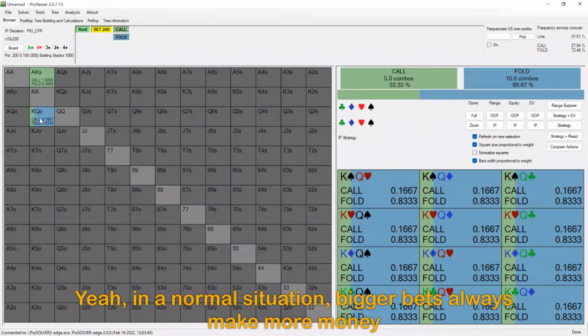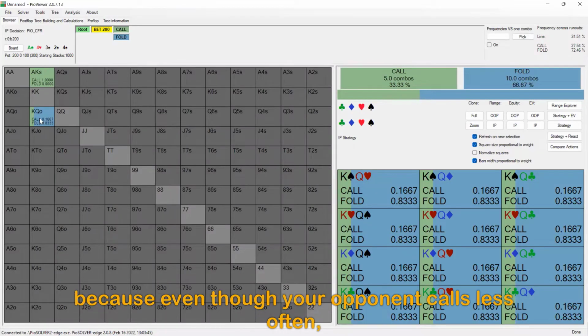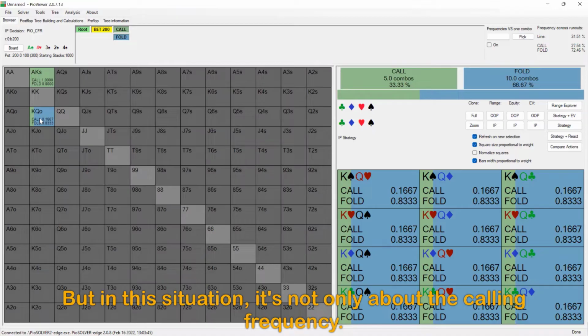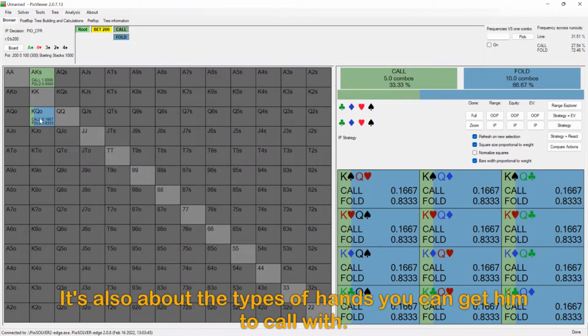Yeah, in a normal situation, bigger bets always make more money because, even though your opponent calls less often, the times that he does call, you just make so much more money. But in this situation, it's not only about the calling frequency. It's also about the types of hands you can get him to call with.